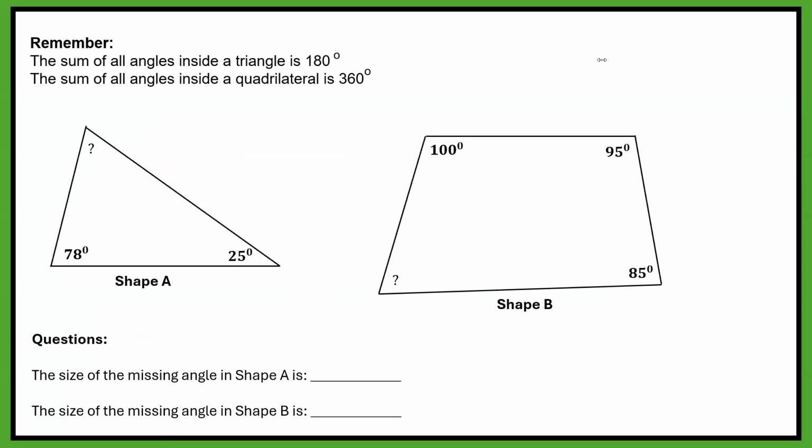So at the bottom there, it says the size of the missing angle in shape A is, and the size of the missing angle in shape B is. Let me know in the chat box what you think the answer is. Okay, let's see if we can do it in about 1 to 2 minutes. Let's say a minute and a half.